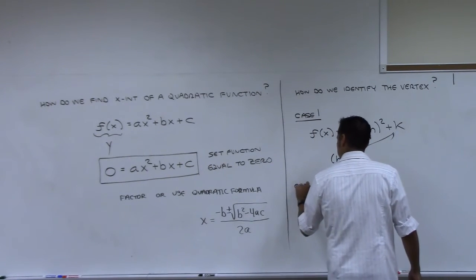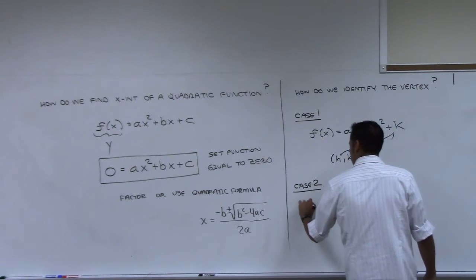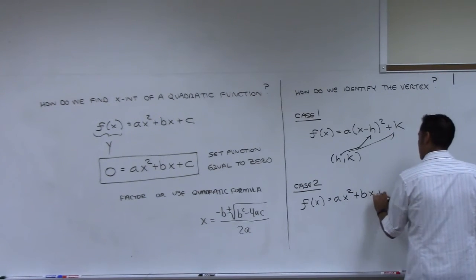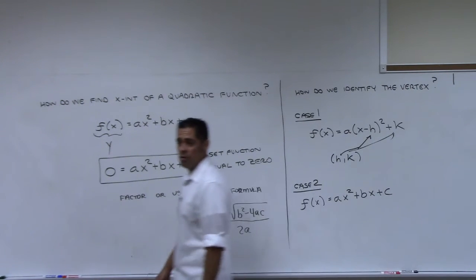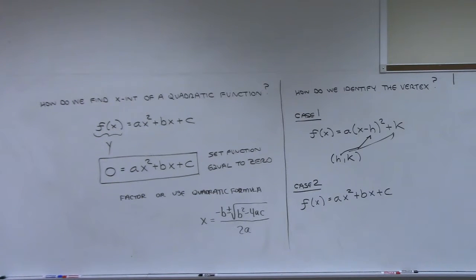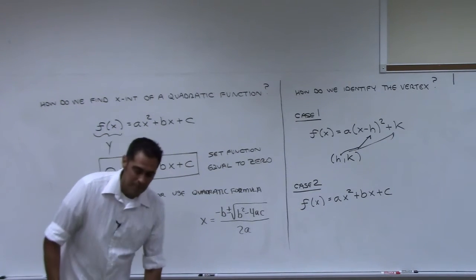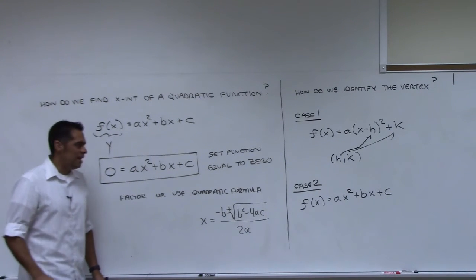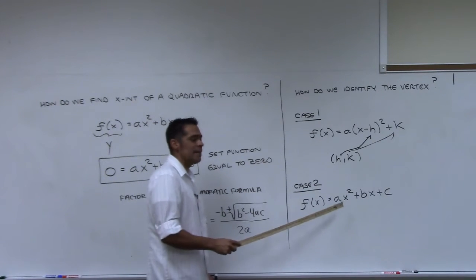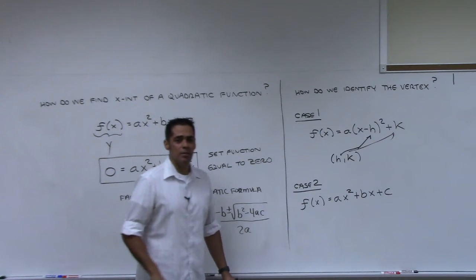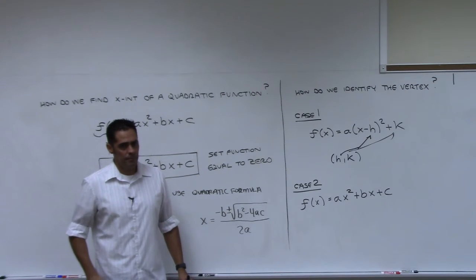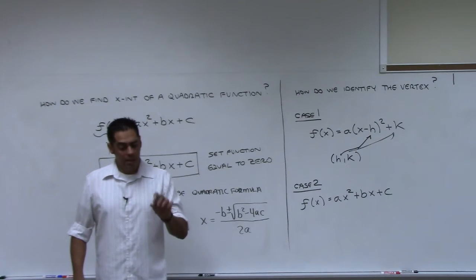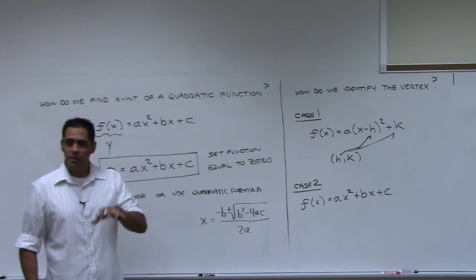Case 2 is if it's in standard form. And this one, there are several ways you can do it. One of them is tedious. And in a normal college algebra 1414 class, we definitely want students to know how to get the vertex from this by using a method called completing the square. Have you ever heard of that, completing the square?